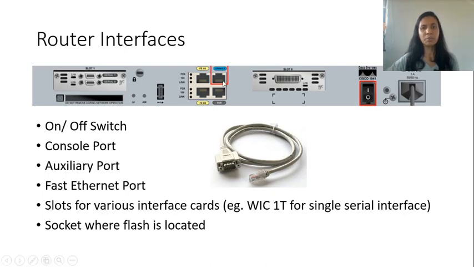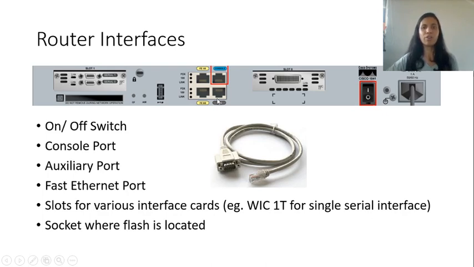Then you can see these ports labeled as console and auxiliary. The console port is used when you want to connect your router to the computer from where you are going to do configurations on the router. So you would be using a roll cable which is shown here. The roll cable will have on one side an RJ45 connector. This connector you are going to plug inside the console port, and the other side is the serial connector. This you will plug inside the computer's serial port.